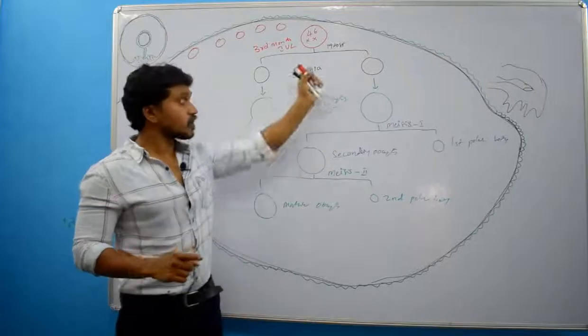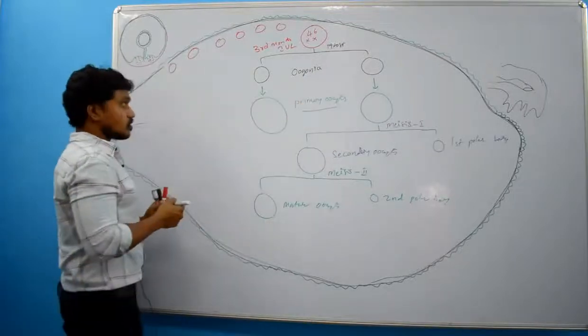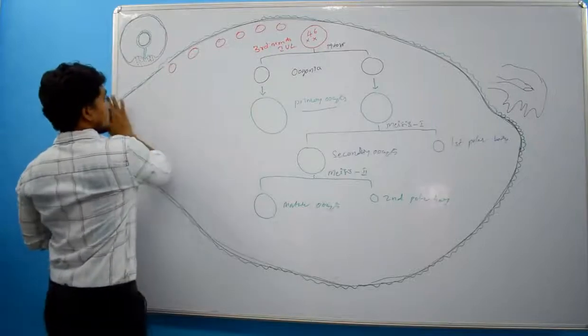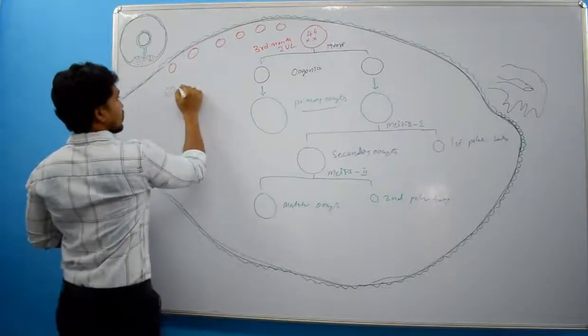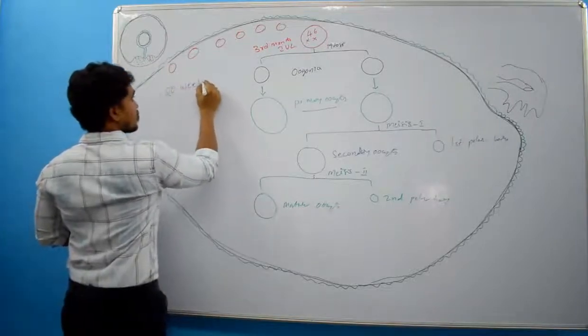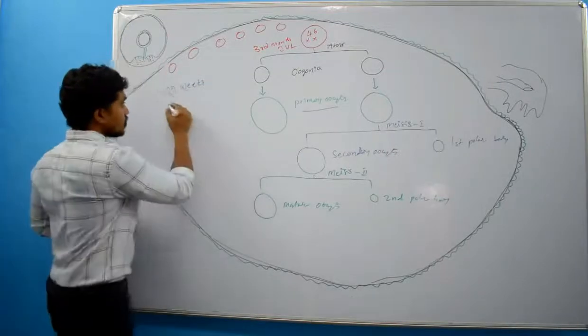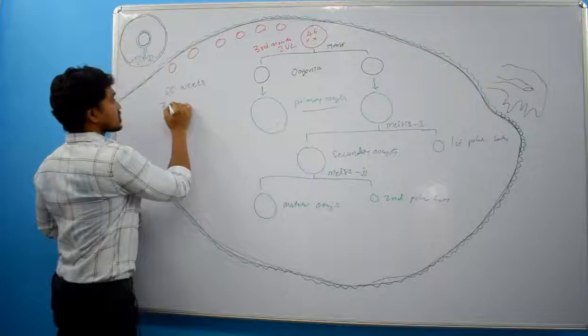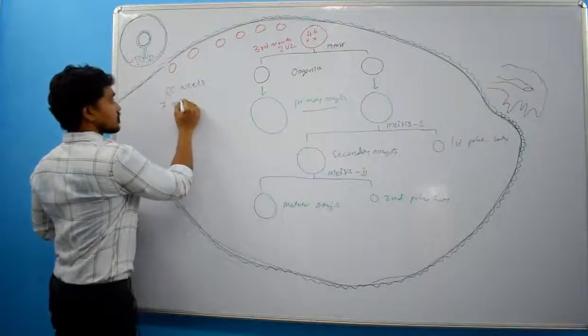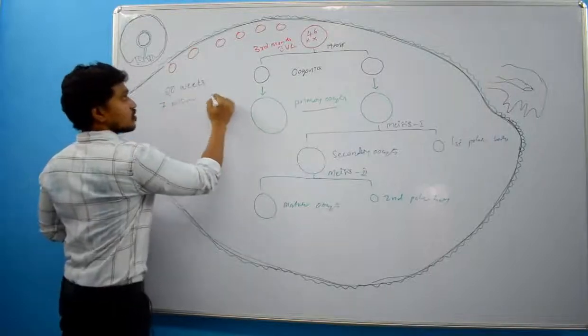But if you observe around 20 weeks of intrauterine life, we can find around 7 million oogonia.